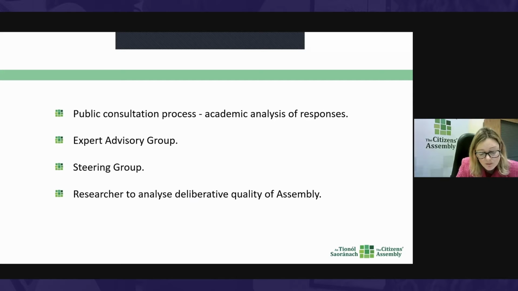An expert advisory group comprised of experts in the field of gender equality and deliberative democracy supported the chair and secretary in choosing speakers and developing the meeting programmes. As well, a steering group made up of some members of the assembly supported the planning of the meetings and also helped us with organisational issues more generally. And then finally, we engaged a research fellow to monitor and analyse the deliberative quality of the assembly. We were able to modify arrangements as required as the process evolved.